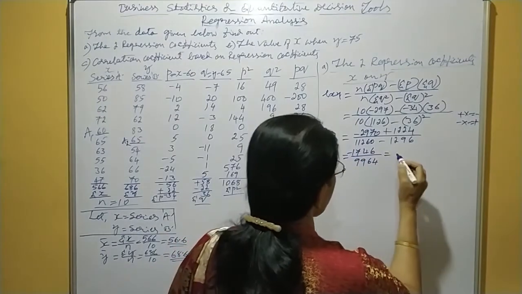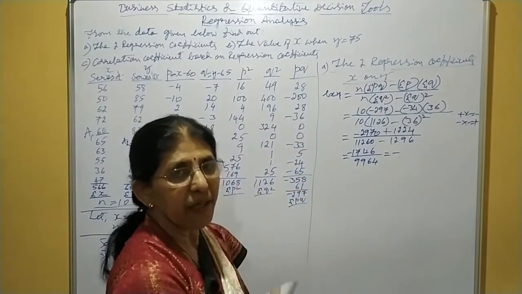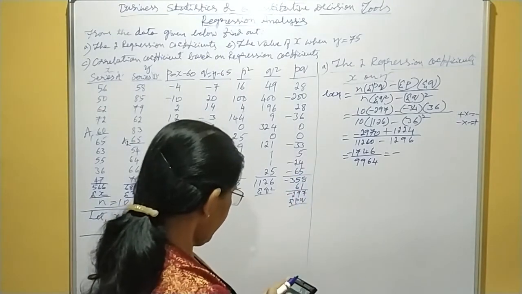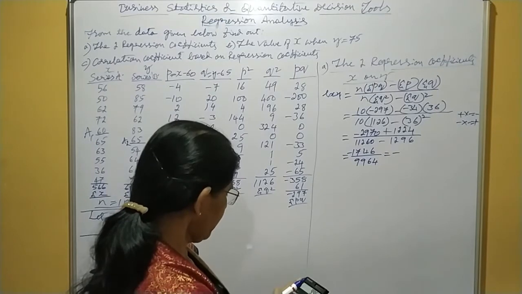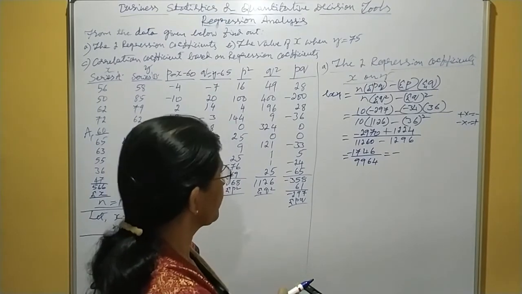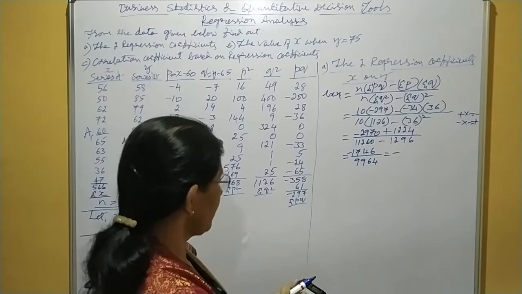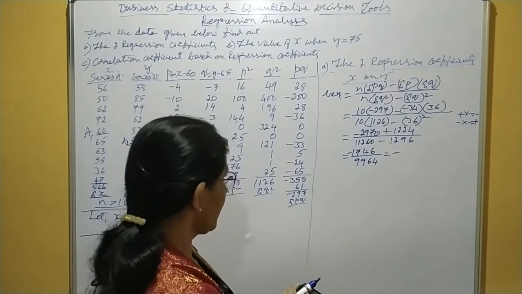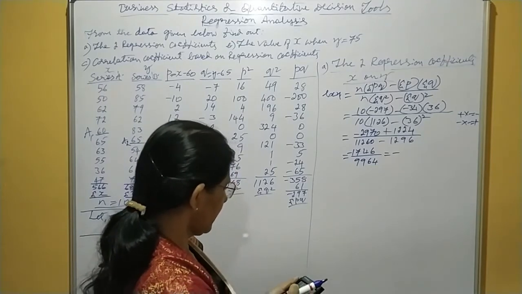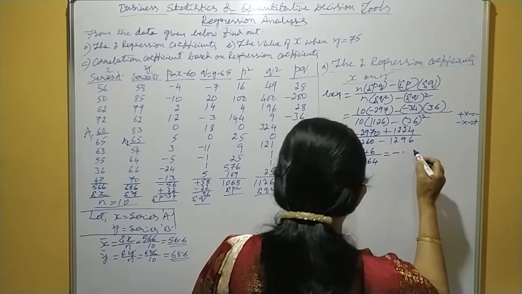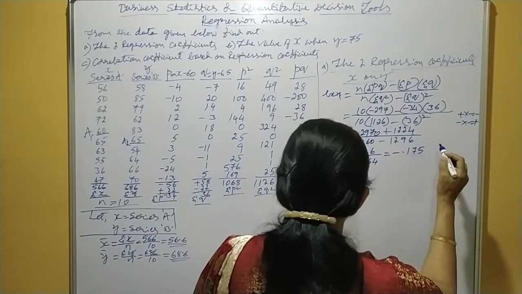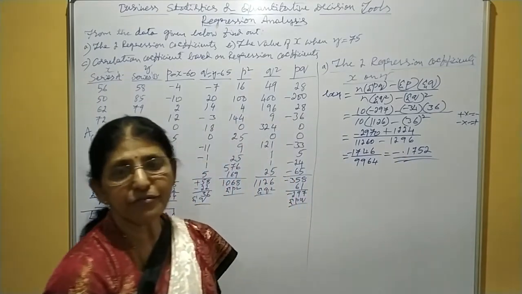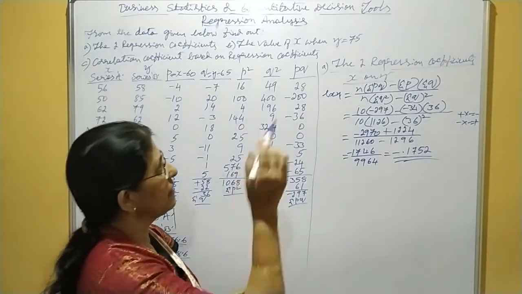Now here when numerator is with minus sign, to the quotient the sign is minus. That you should remember. Now it is 1,746 divided by 9964. It comes to 0.1752. This is regression coefficient of x and y.